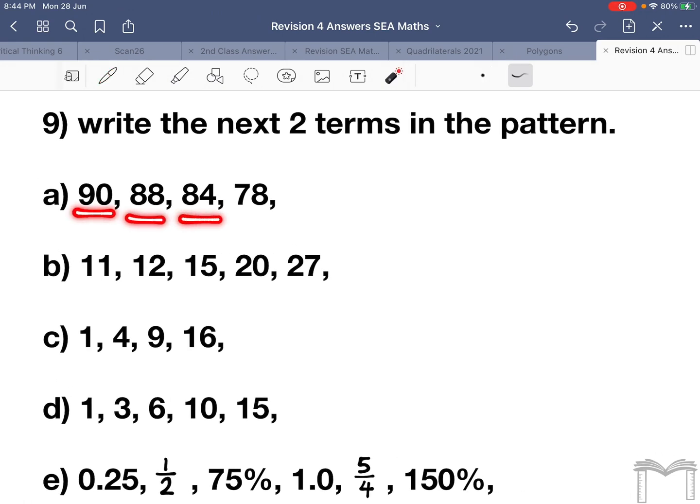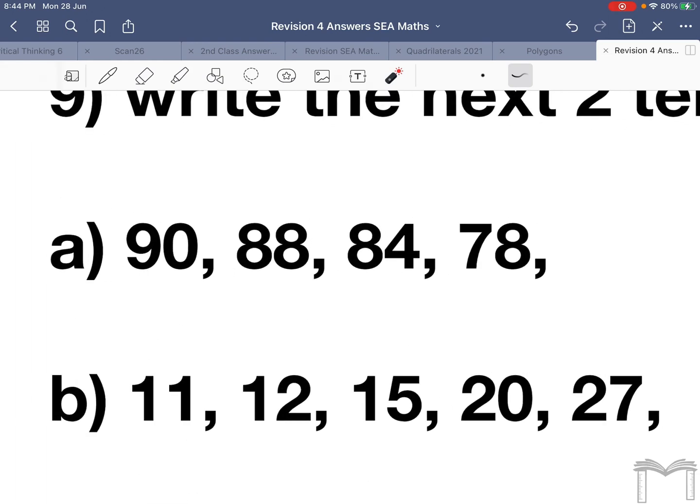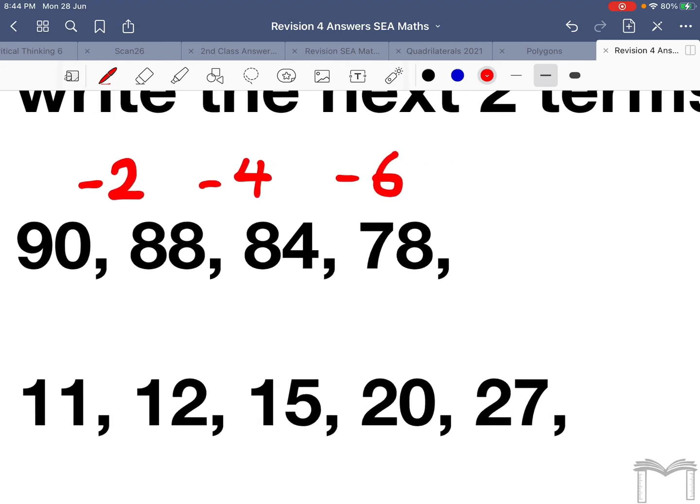90, 88, 84, 78. So we can see that the numbers are slowly decreasing, or decreasing in an accelerated manner. So to get from 90 to 88, let's try subtraction. Minus 2, yes. Then to get from 88 to 84, we have to minus 4. And then from 84 to 78, we must minus 6.